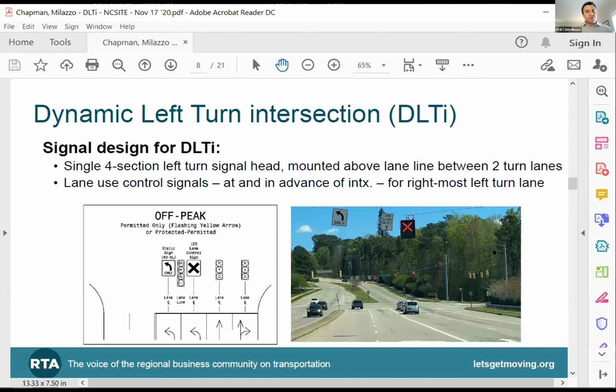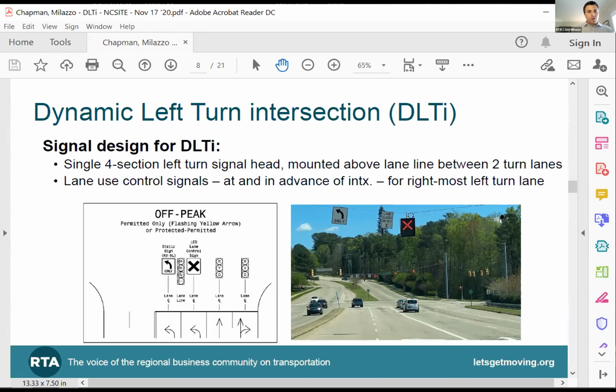Here's a couple more graphics, and the one on the right shows the actual installation in Cary. Again, I've mentioned the design. It's a single 4-section left turn head. Of course, your flashing yellow arrow is part of that. That's a standard device. It's mounted above the 2 left turn lanes. Lane use control signals both at the intersection itself. You see that on the span wire. And then if you look on the graphic, you see an advanced span wire, the X, which is dynamic, of course, and the static left turn only sign. The department did add an additional sign saying lane closed on red X to help emphasize what the X meant as well.